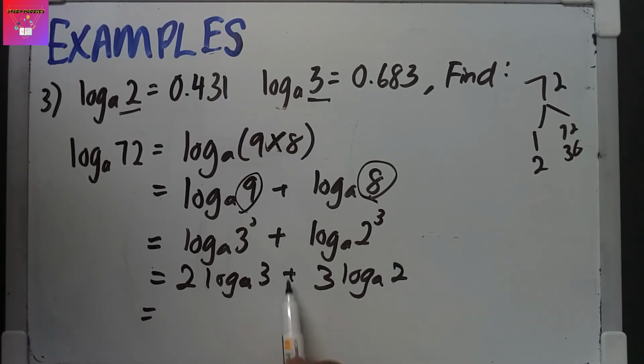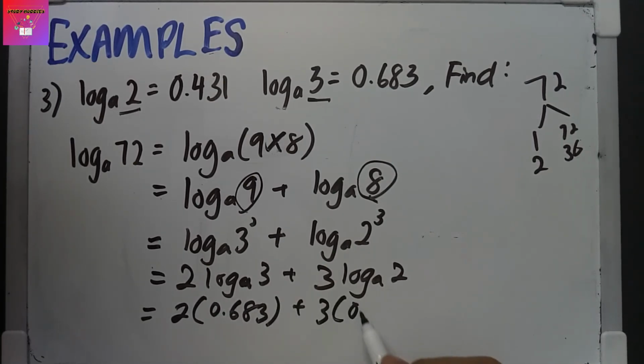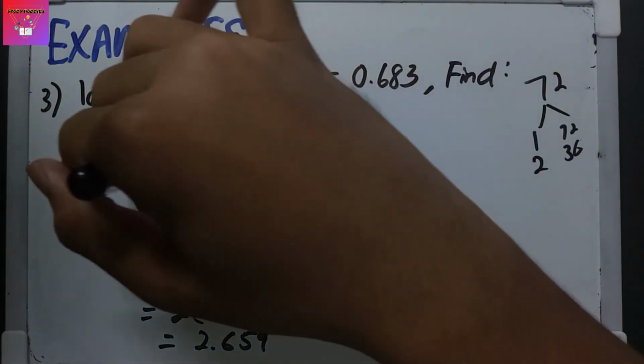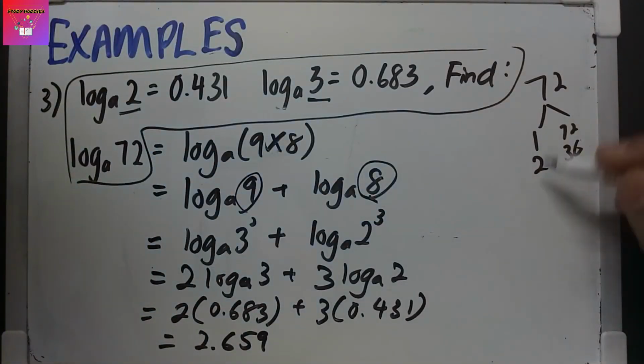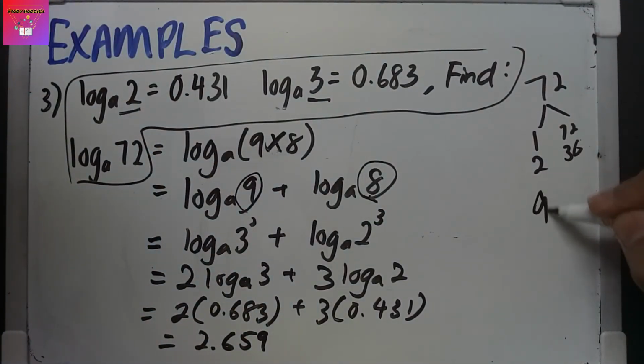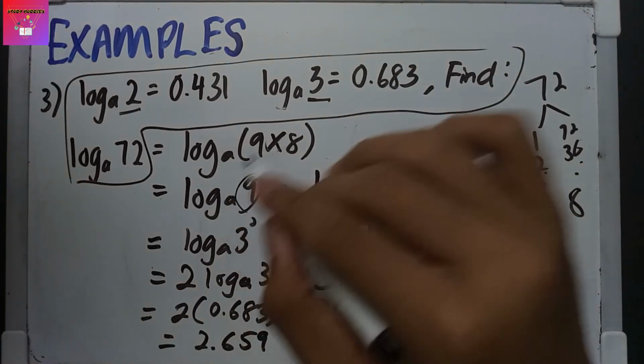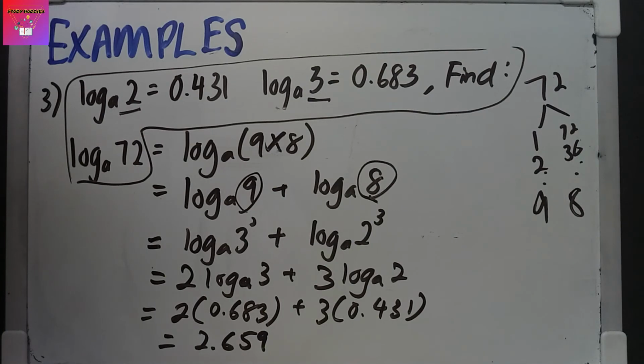Since we have numbers for log₃3 which is 0.683 and log₃2 which is 0.431, we can just substitute them and calculate this, and you will get an answer of 2.659. So this is how you answer this kind of question. Whenever you see only this much information is given, the best thing to do is to find the factors of this. It goes on until you get a number which fits what information the question has given.